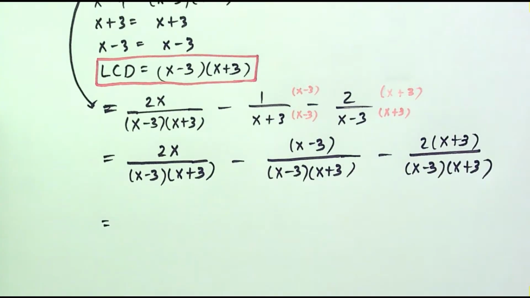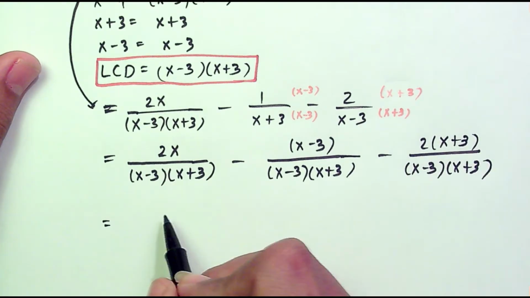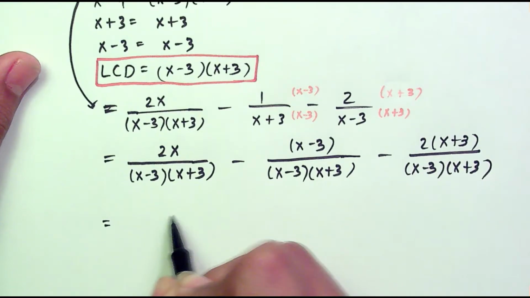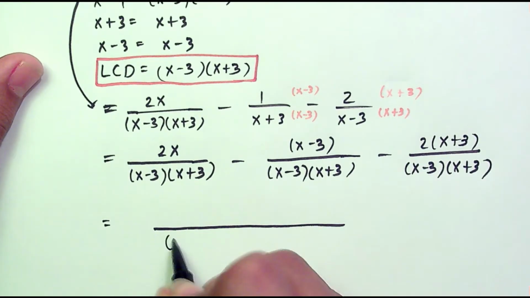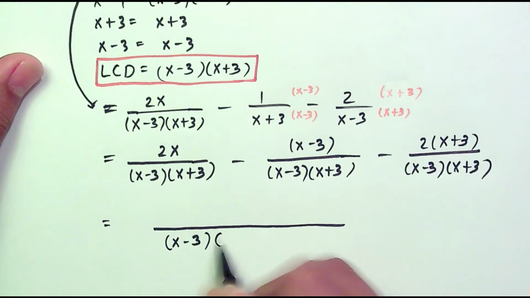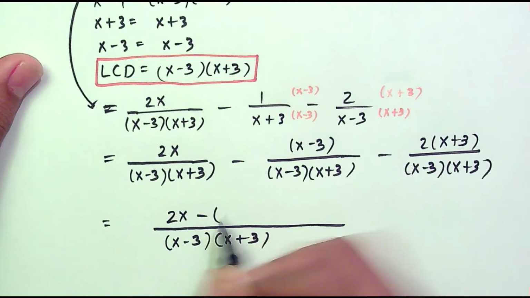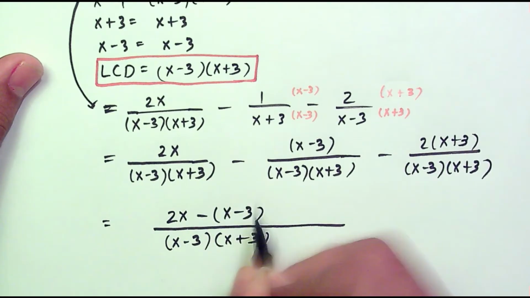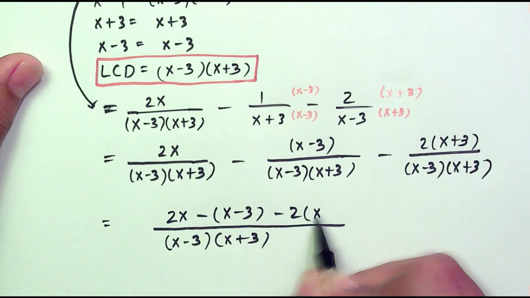Now all of them have the same denominator, and all you have to do now is combine the numerators across. So I'm just going to write everything now as a single big fraction. This is going to be x minus 3, x plus 3. So the top is x, minus, parentheses x minus 3, minus 2x plus 3.